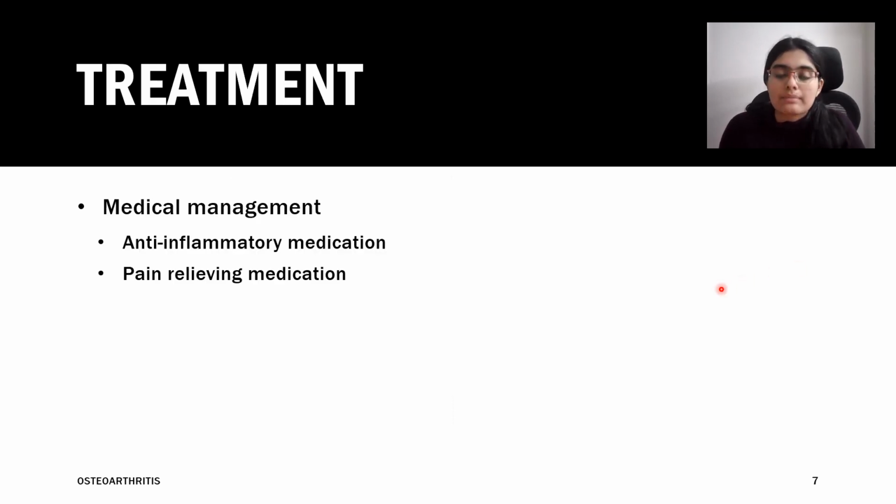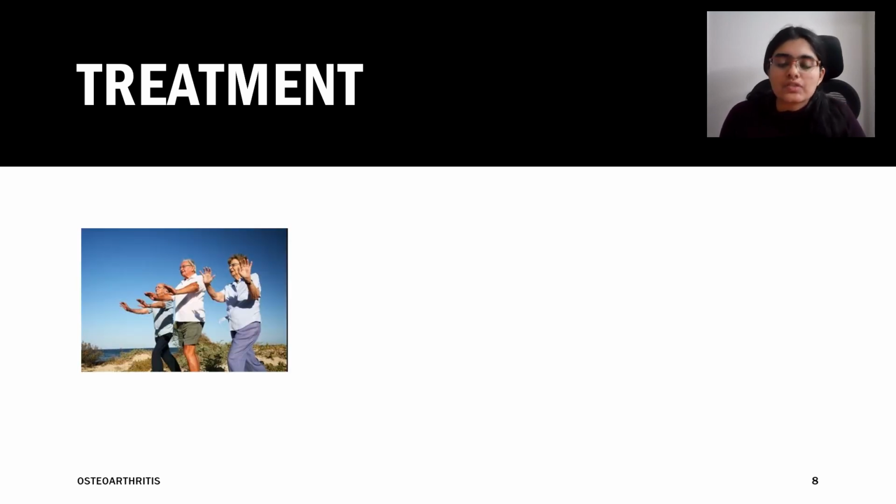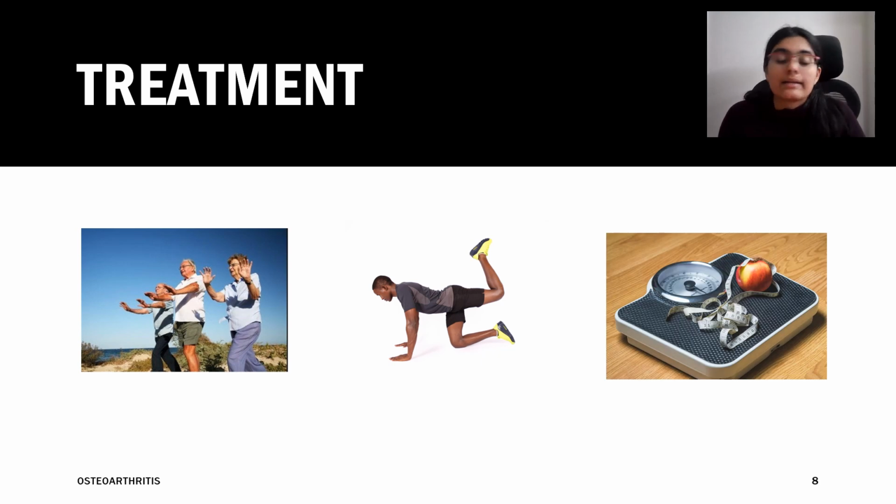So coming to the treatment and management of osteoarthritis, most cases of osteoarthritis are very commonly managed by anti-inflammatory medication, the most common being ibuprofen or any pain relieving medication. However, there may be times where this is not completely taken care of with just medication, and we are also recommended to include certain lifestyle modifications like exercising and a healthy diet, and of course weight loss.